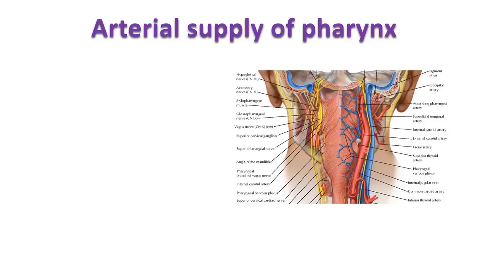The arterial supply of the pharynx is mainly by the ascending pharyngeal artery.